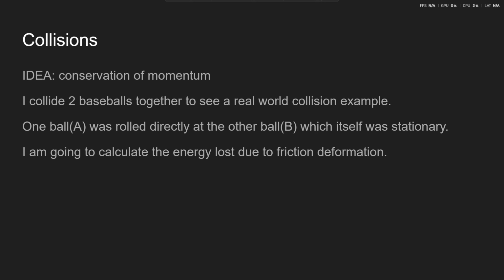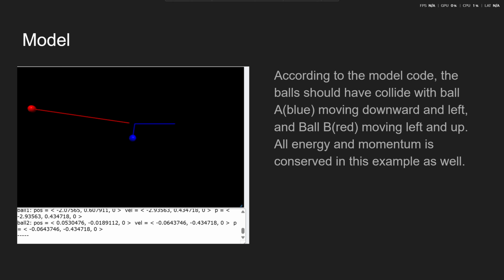The main idea is that the balls should, in theory, keep all their momentum. However, we do know that they're going to lose some energy due to friction.